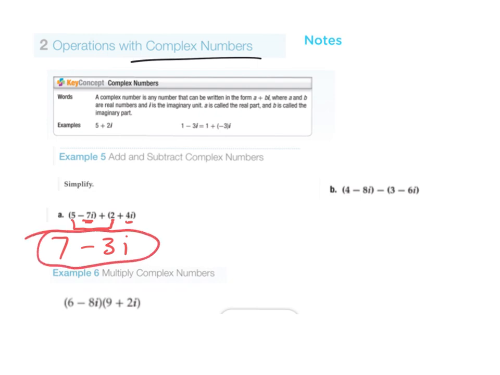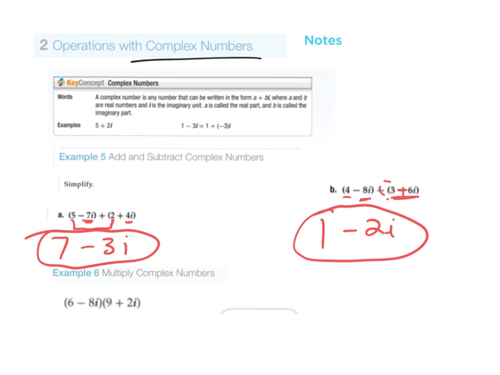Same with subtraction. In subtraction, I would change everything to the right of the subtraction sign to its opposite and add. So if I change the positive 3 to a negative and the negative 6i to a positive, I can then add 4 and negative 3, which is 1, and then I can add a negative 8i to a positive 6i, which gives me a minus 2i. And once again, because those are unlike terms, I cannot combine them.